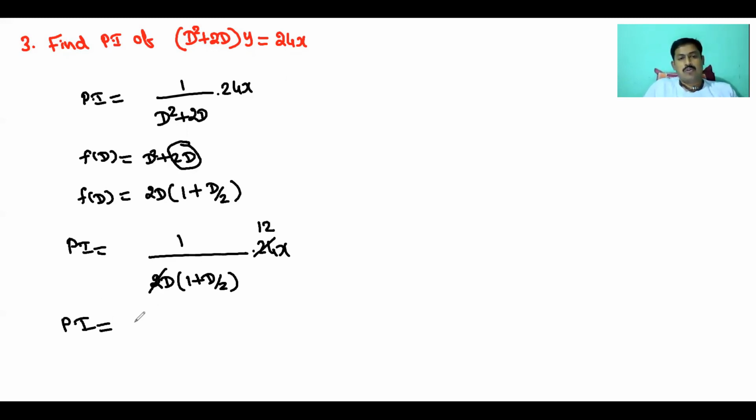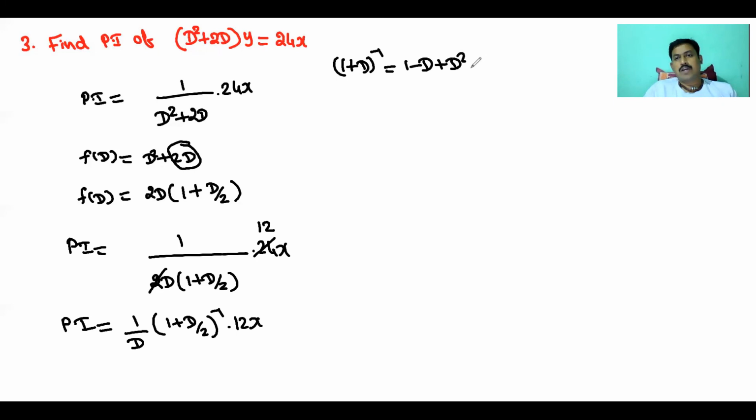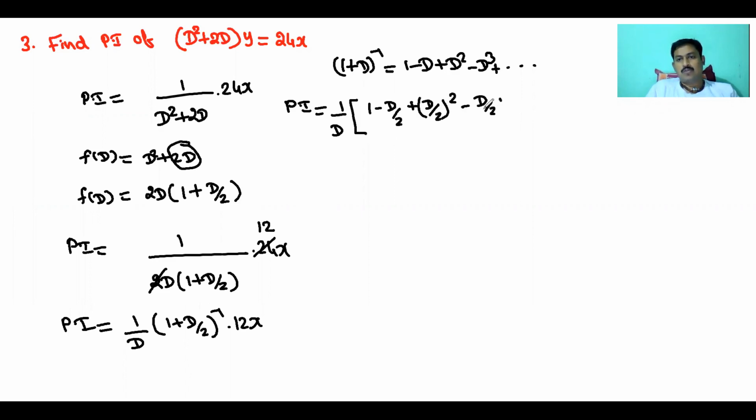PI equal to 1 by D into, it goes to your numerator and we write it as 1 plus D by 2 the whole inverse into 12x. It is in the form of 1 plus D the whole inverse. You will get 1 minus D plus D square minus D cube plus etc. So applying this formula in this, we get the PI as 1 by D into 1 minus D by 2 plus D by 2 the whole square minus D by 2 the whole cube plus etc. into 12x.